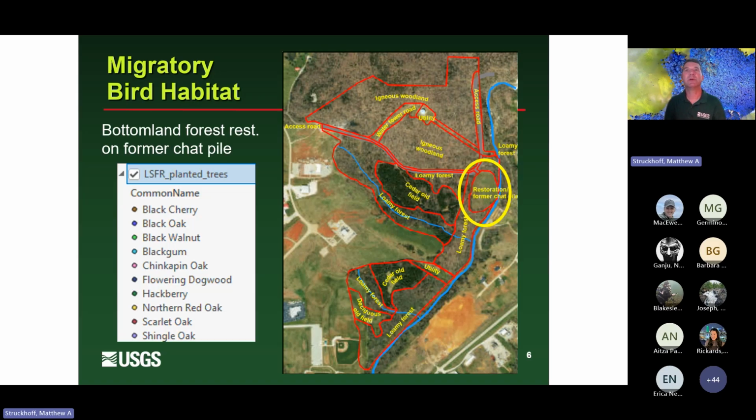And the other half that we'll be looking at is the restoration of this bottomland site where the former chat pile was to improve migratory bird habitat. And it was through planting of species that you see here.